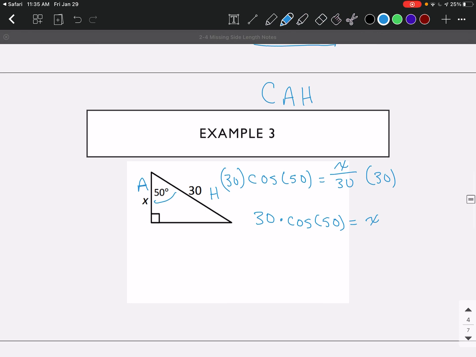On our calculator, we'll hit 30 times trig, look for the cosine, type in 50, and hit enter. We do 30, trig, cosine 50, and we end up with 19.3. X equals 19.3.